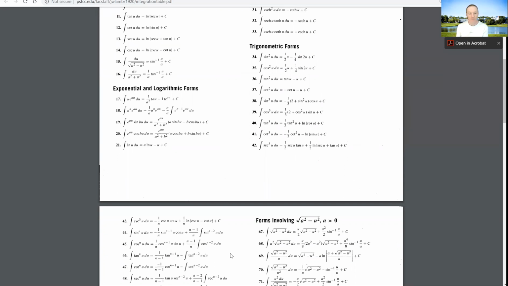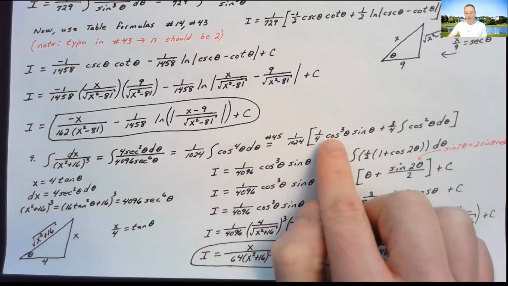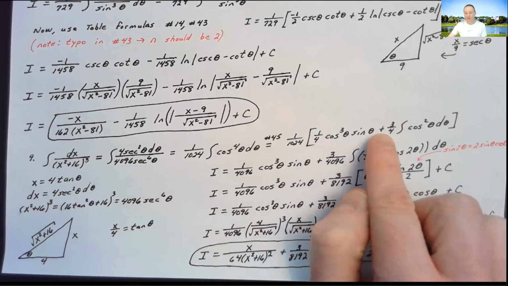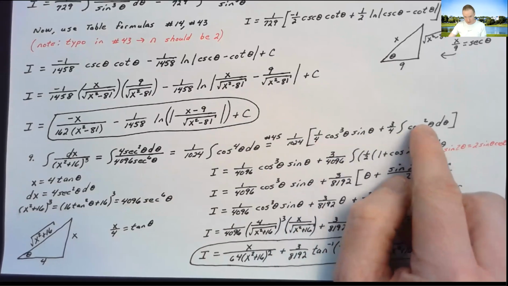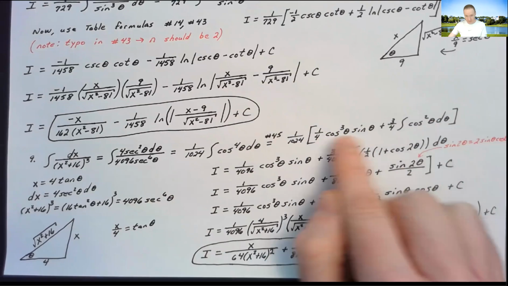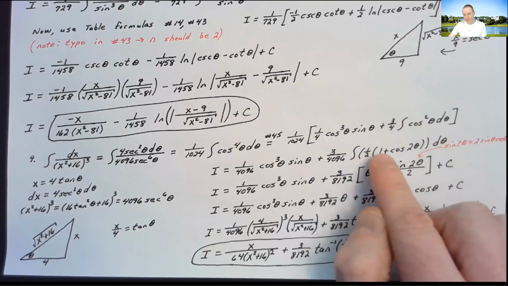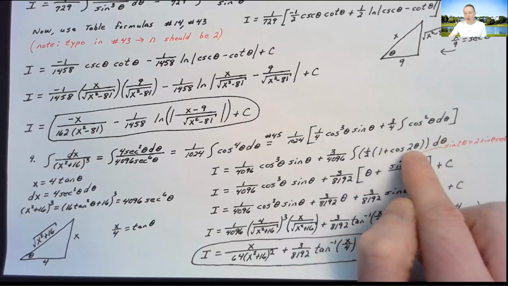Well, of course, if that's to the 4th, this is going to be 1/4 cosine cubed sine plus 3/4 the integral of cosine squared. So now please notice that's precisely what I did here. 1/4 cosine cubed theta sine theta plus 3/4 the integral of cosine to the n minus 2, 4 minus 2, cosine squared of theta d theta. Now, this part's already integrated. I'll use the power reduction formula on this part to make it easy to integrate. Cosine squared theta, I know, is equal to 1/2 times the group 1 plus the cosine of twice the angle.